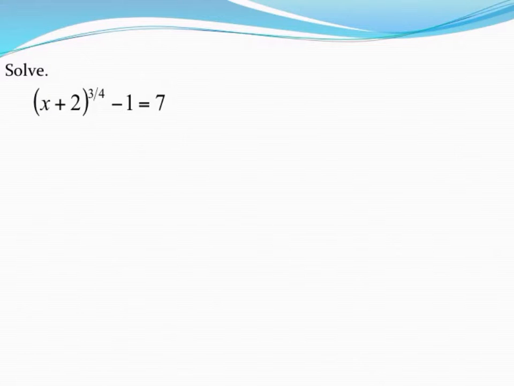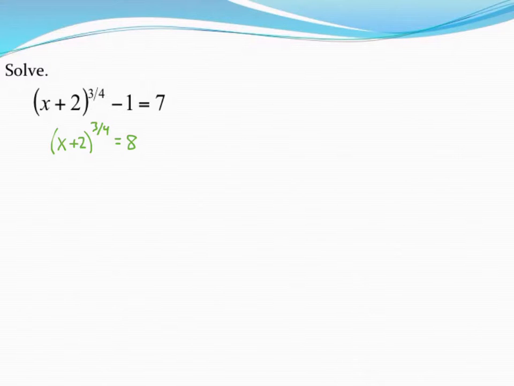Let's take a look at one more example. Once again, before we do any work with our exponents, we want to make sure that that part of the problem is isolated. So if there's anything outside of it, in this case the -1, we want to get rid of that first. So let's start with adding 1 to both sides. I'd have x plus 2 to the 3/4 power is equal to 8.